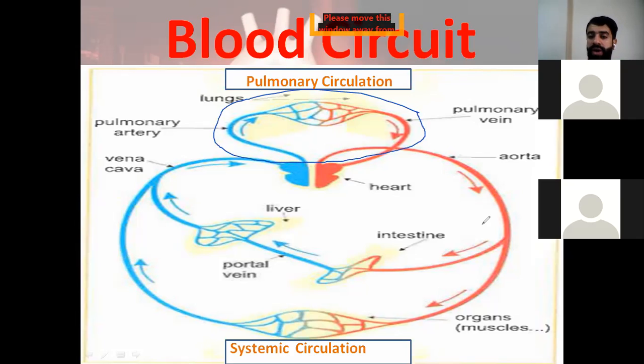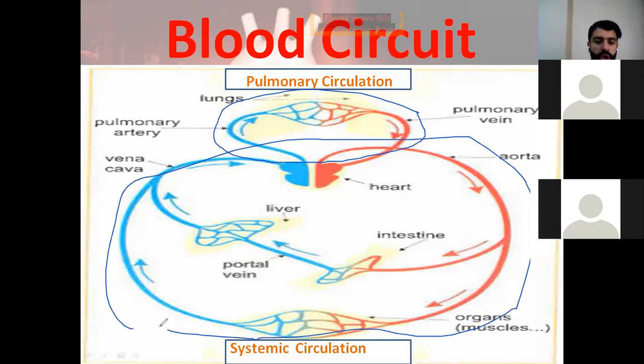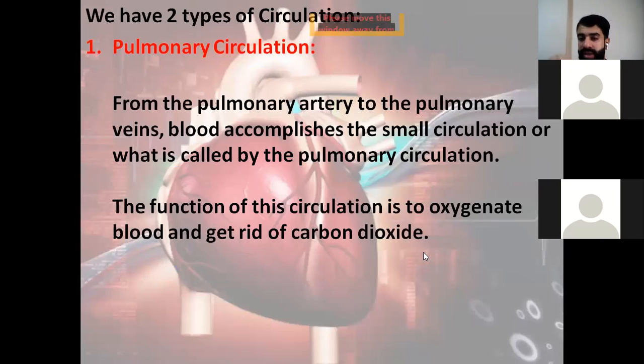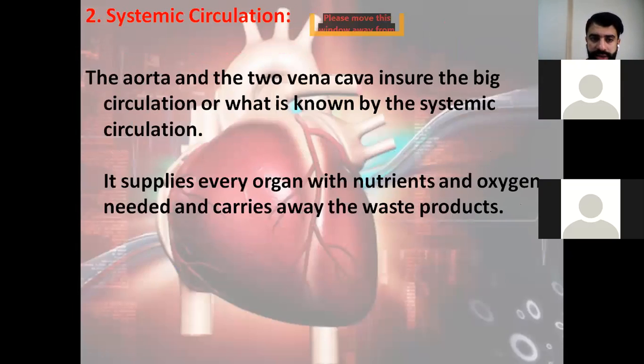While the big one is called the systemic. This is the bigger one. It's called the systemic circulation or the general circulation. We're going to talk about this in the coming slide. So, pulmonary circulation as a revision: from the pulmonary artery to the pulmonary vein, the blood accomplishes the small circulation, or what we call the pulmonary. The role of the pulmonary circulation is to oxygenate the blood and to get rid of carbon dioxide.